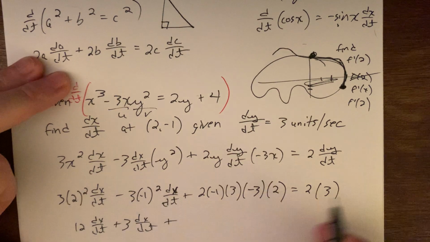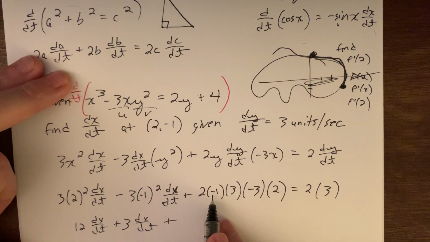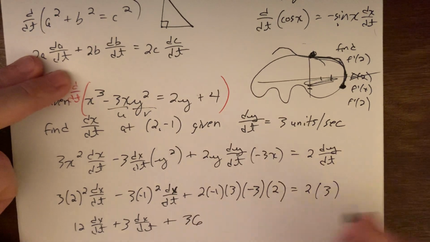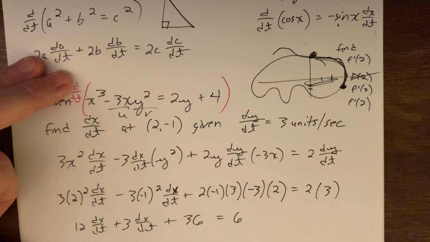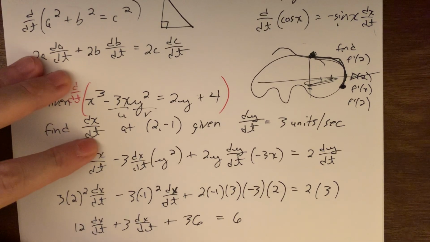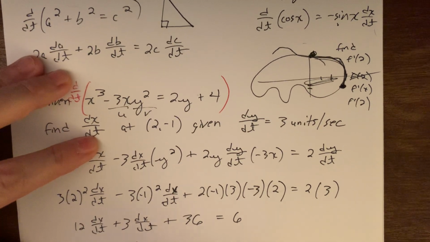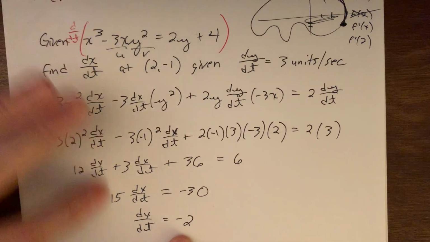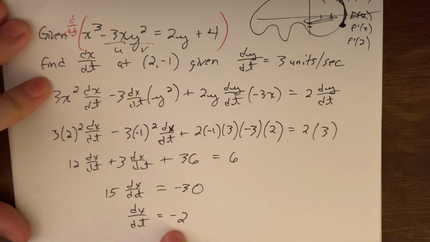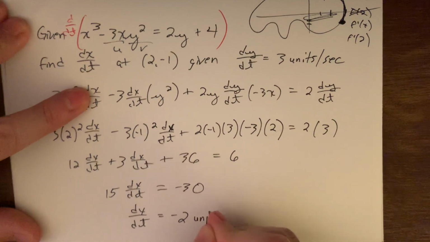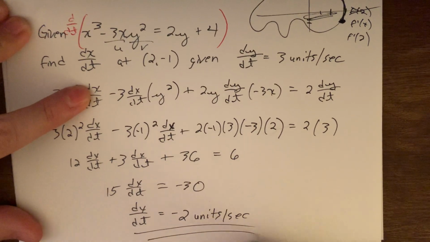Over here, 2 times negative 1, so negative 2 times 3 is negative 6, times negative 3 is positive 18, times 2 is positive 36, equals 2 times 3 is 6. Subtract the 36, divide by 15. Units, well, again, this was a very generic problem. X and Y were just measured generically in units, and time here was seconds, so this is also in units per second.